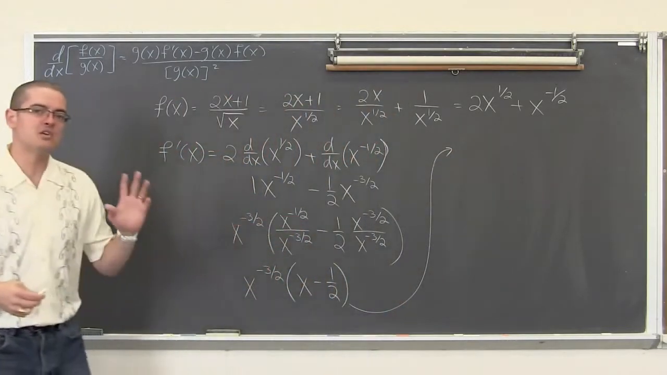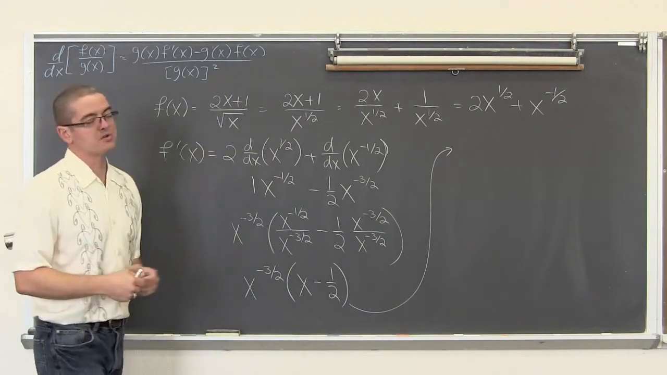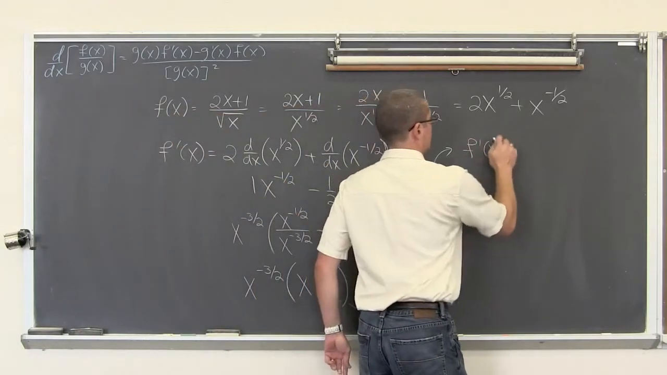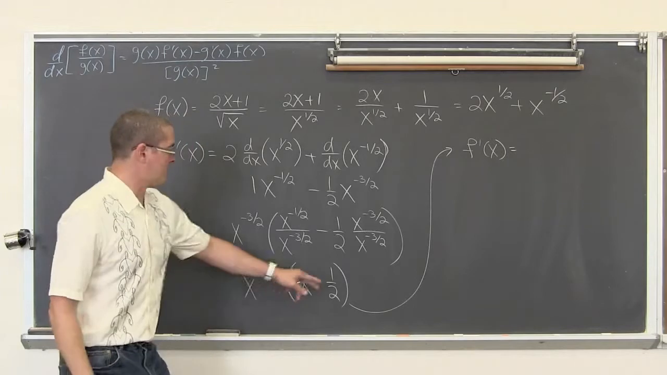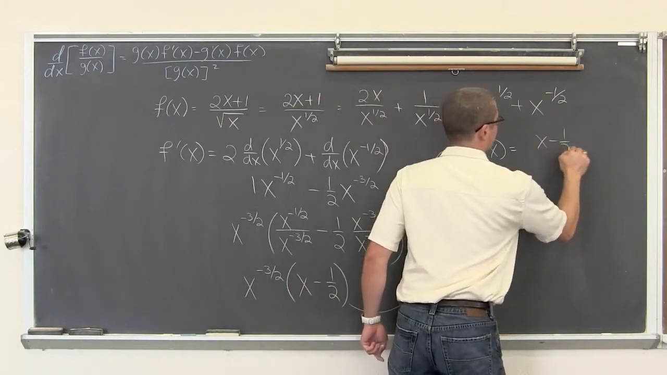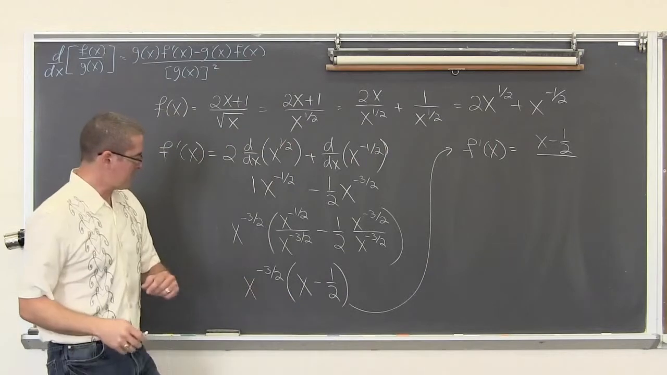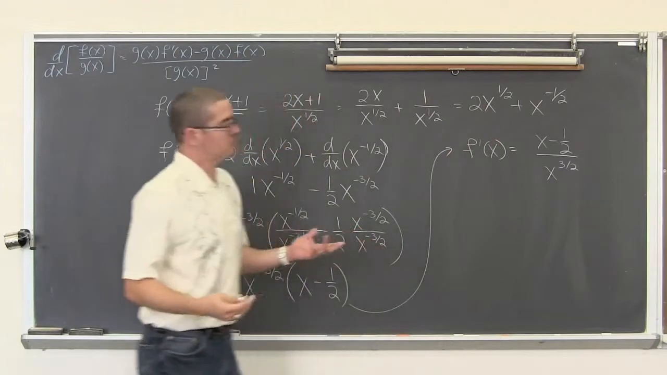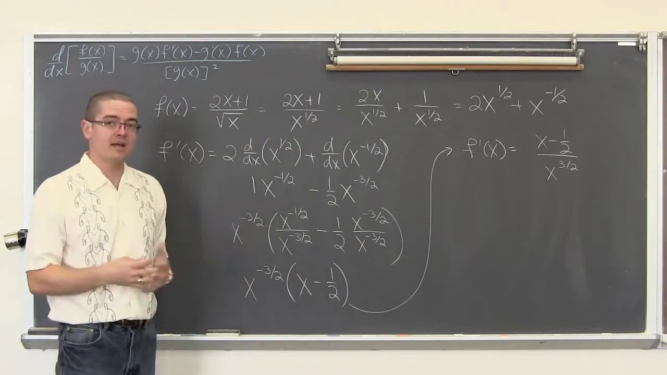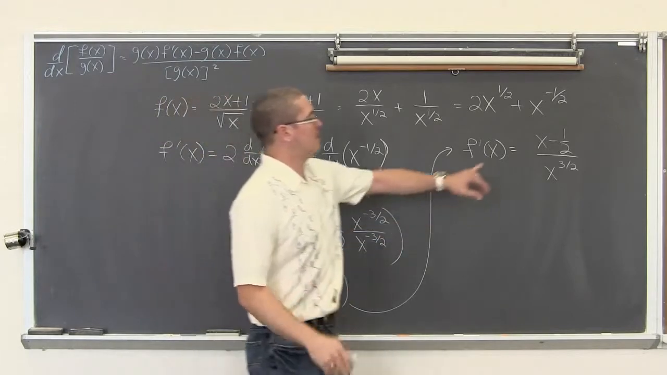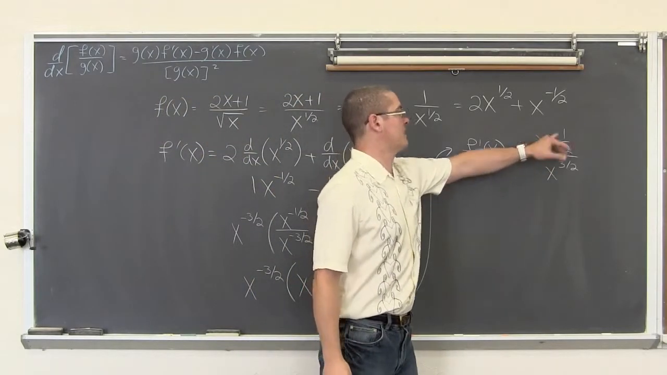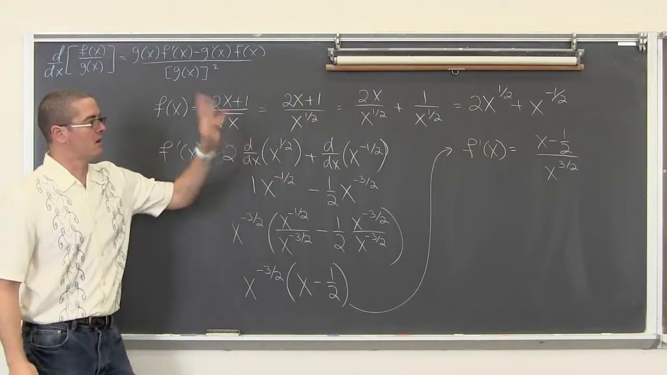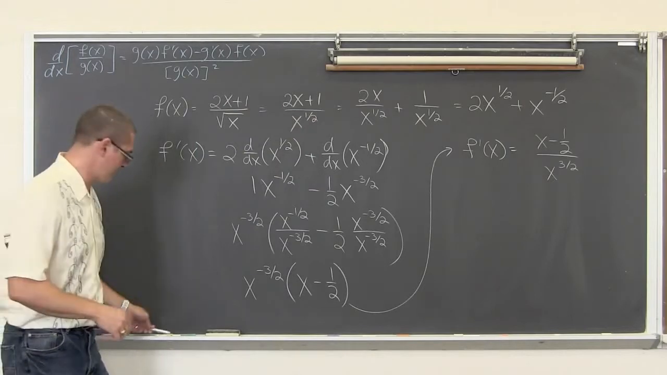This is the shorter of the two. If I'd left this in quotient form, I would be doing more work, by the way. So f prime of x is equal to x minus 1 half over x to the 3 halves power. And we can call that a day and be happy with that. If you could find common denominators, you could write this as 2x minus 1 over 2x, but that's good enough. We've already done enough work. That's a good place to stop for our derivative.